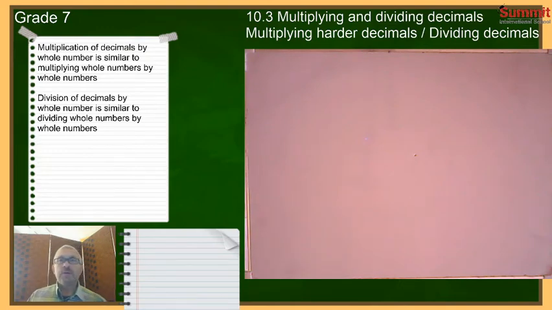Today we are going to study multiplying harder decimals and dividing decimals. Multiplication of decimals by a whole number is similar to multiplying whole numbers by whole numbers. Now let's solve an example. Our example is this one.